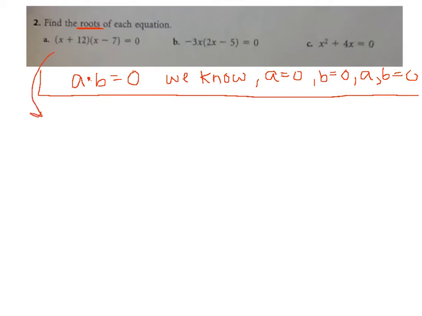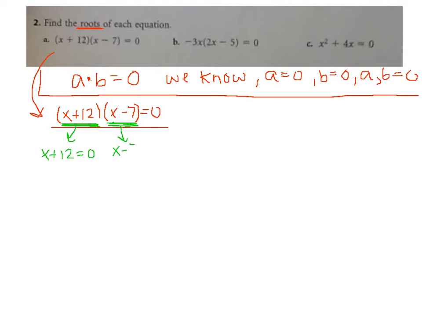So in A, we have a product. We have x plus 12, so that's our A if you want to think of it like that. And then we have x minus 7. They're telling us that this product equals 0. So finding the roots means find the solution. What values of x will make this statement true? So you just set each factor, and this is something I mentioned in class, each factor equal to 0. So the first one, x plus 12 equal to 0. And then the second one, x minus 7 equal to 0.